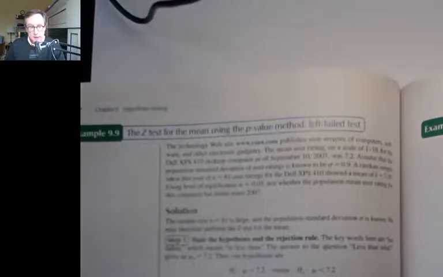So that was the nominal number, and then assume that the population standard deviation of user ratings is known to be 0.9. They do these many times over a wide range of machines, and it always comes out to be something like 0.9. A random sample this year of 81 user ratings showed a mean of x bar equals 7.05. So the question is, has the mean rating fallen since the original number was published?